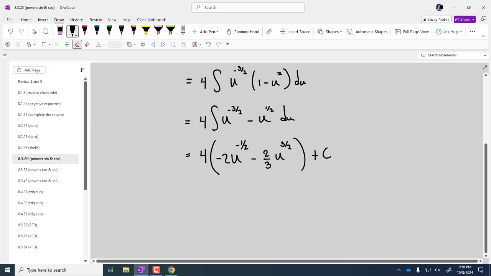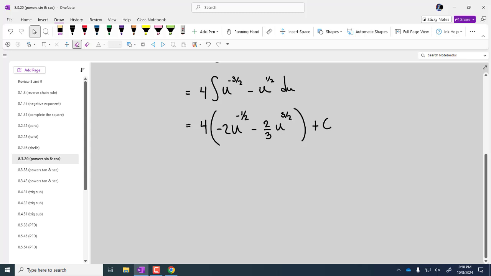Also a point favorite. How many points will you take off for missing a plus c? Depends. Just don't do it. Unless you're super curious.